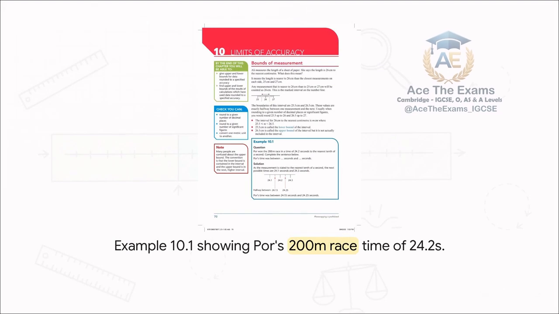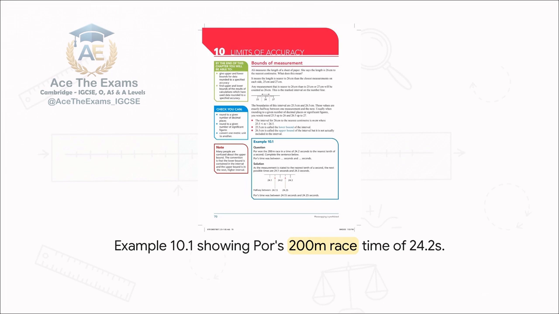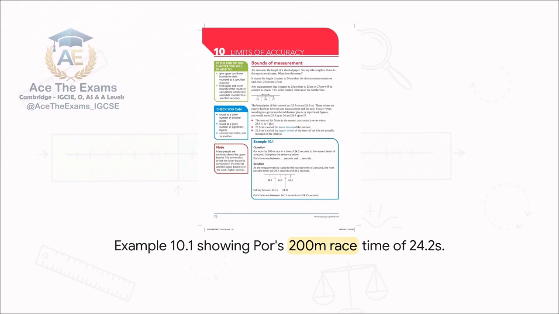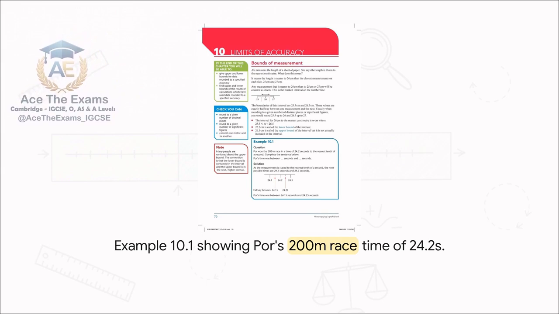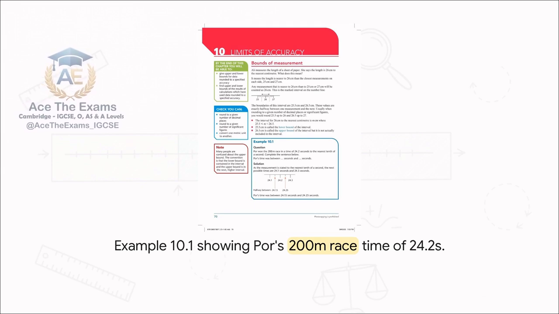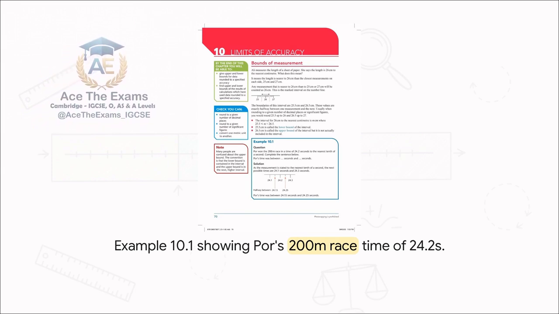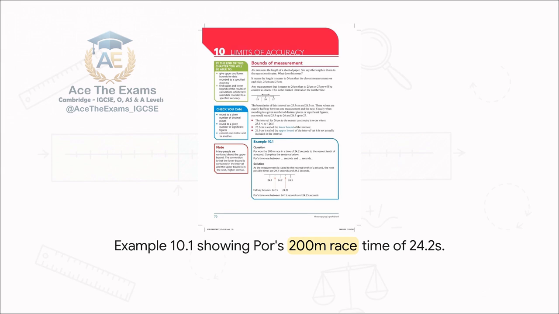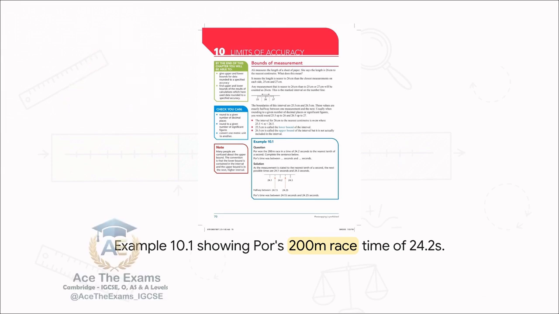Let's ground this in the real world with example 10.1. A sprinter named Poor wins a 200-meter race. The stopwatch says 24.2 seconds, measured to the nearest tenth of a second. Well, the next possible times on that watch are 24.1 and 24.3. If we find the halfway points, his true time actually sits somewhere between the lower bound of 24.15 and the upper bound of 24.25 seconds. It's a tiny difference, sure, but in a sprint, those milliseconds are absolutely everything.